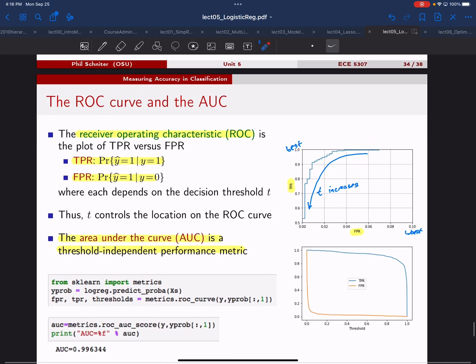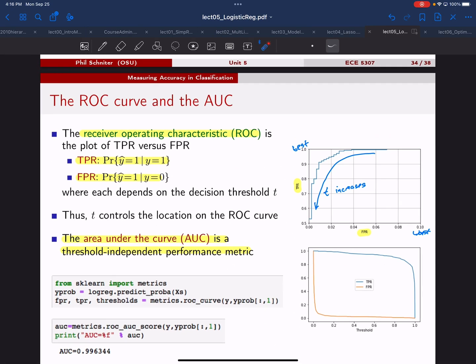And so this is a very popular way of measuring performance, different from accuracy, that's trying to get a different balance, yet is still threshold independent. It's probably the most popular one that I've seen.